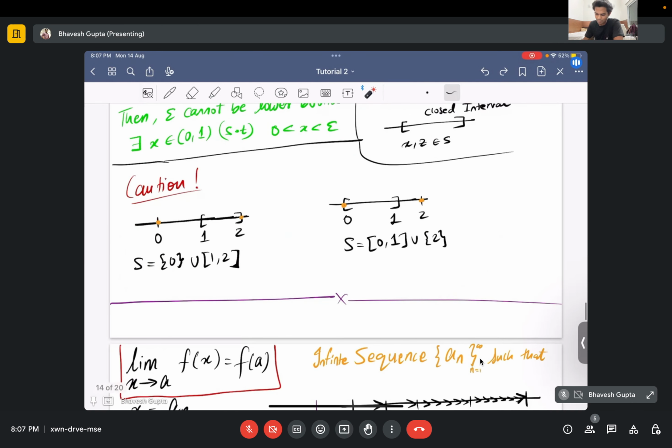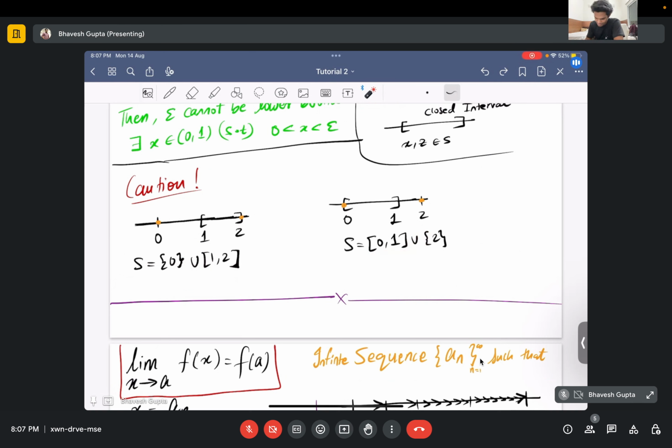The caution comes when you have a discrete set. For example, you have this kind of union, where you have two parts. Let's say you have two parts of the set S, one which is continuous and it is attached with another discrete point.